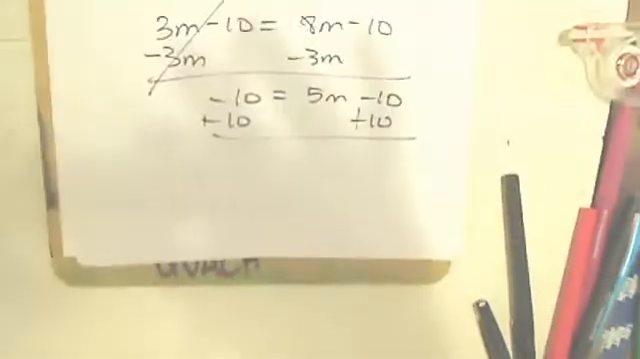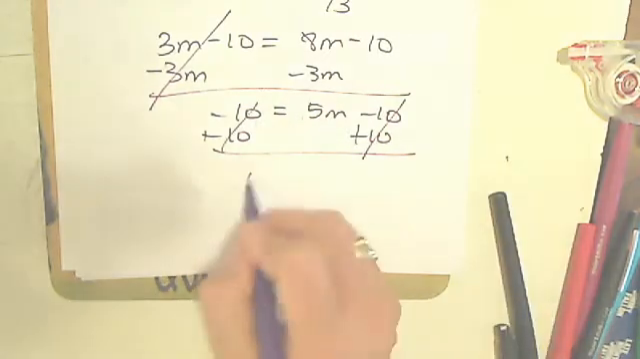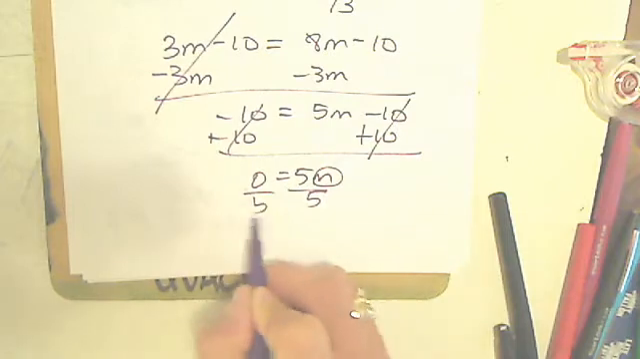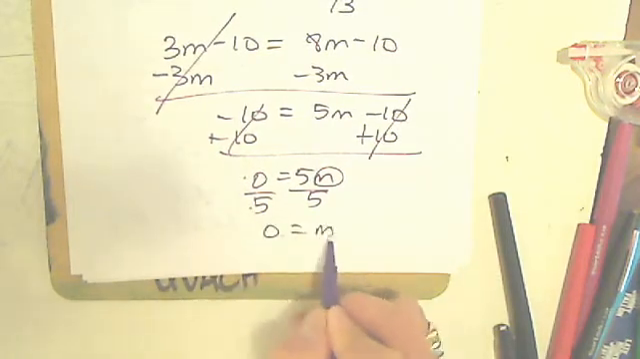Tell me when the screen's off so I can see. You get 0 equals 5m. Well, can I still solve for m? Yeah. If I divide, 0 divided by 5 is just 0.